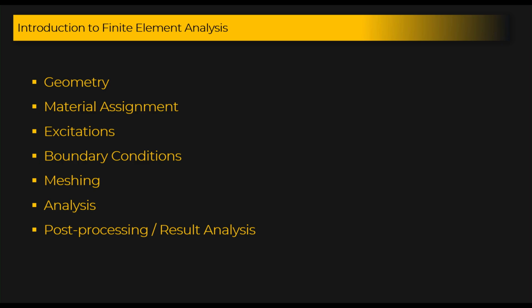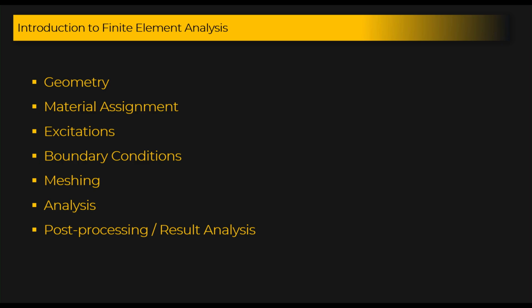If we have permanent magnet motors, then there will be permanent magnets and windings. So each of those components will be comprised of different materials. So in order to get proper results from our simulation, we need to make sure that we are assigning appropriate material properties to each of the components. So once we do that, we'll move on to excitations.